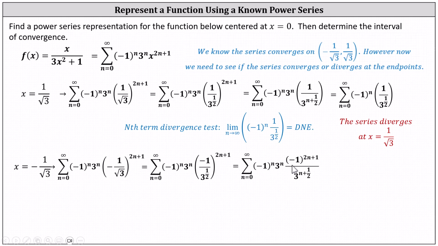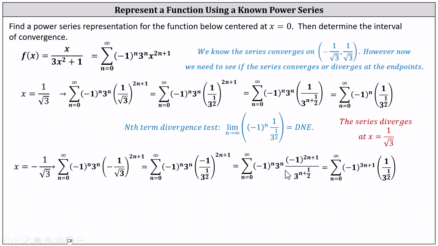Negative 1 to the power of n times negative 1 to the power of 2n plus 1 is negative 1 to the power of 3n plus 1. And again, simplifying 3 to the nth power divided by 3 to the power of n plus 1/2 simplifies to 3 to the power of 1/2 in the denominator. And again, this will fail the nth term divergence test.